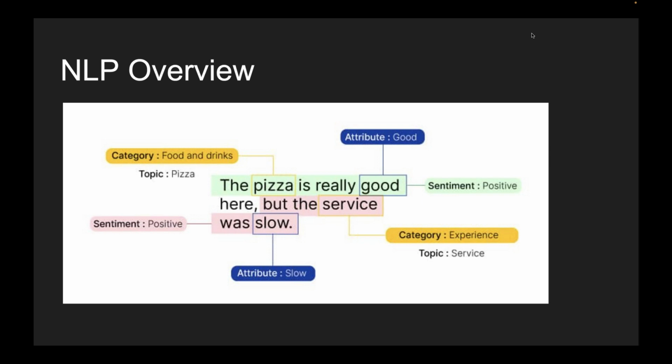Within there, you might be looking at different categories. So we might have food and drinks, experiences, and different elements can come into play.